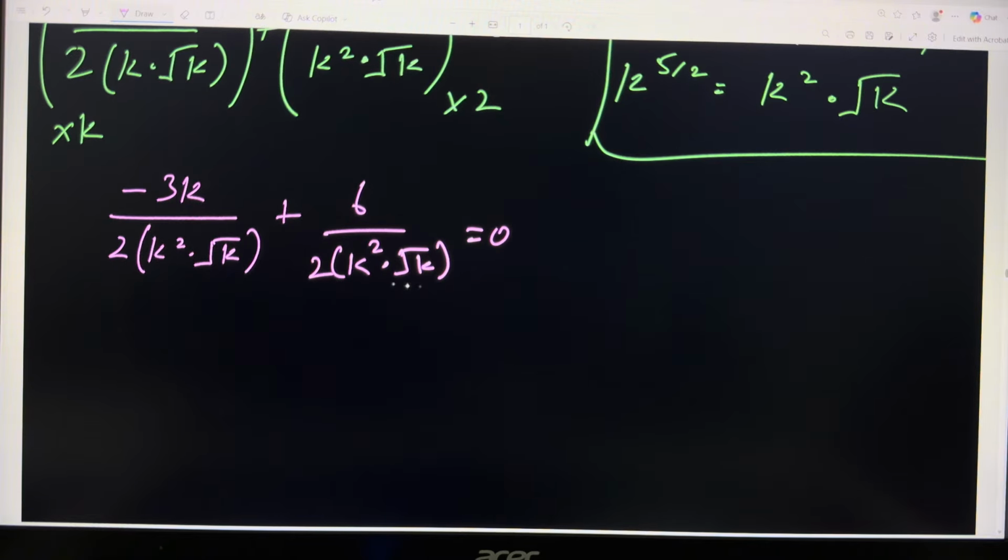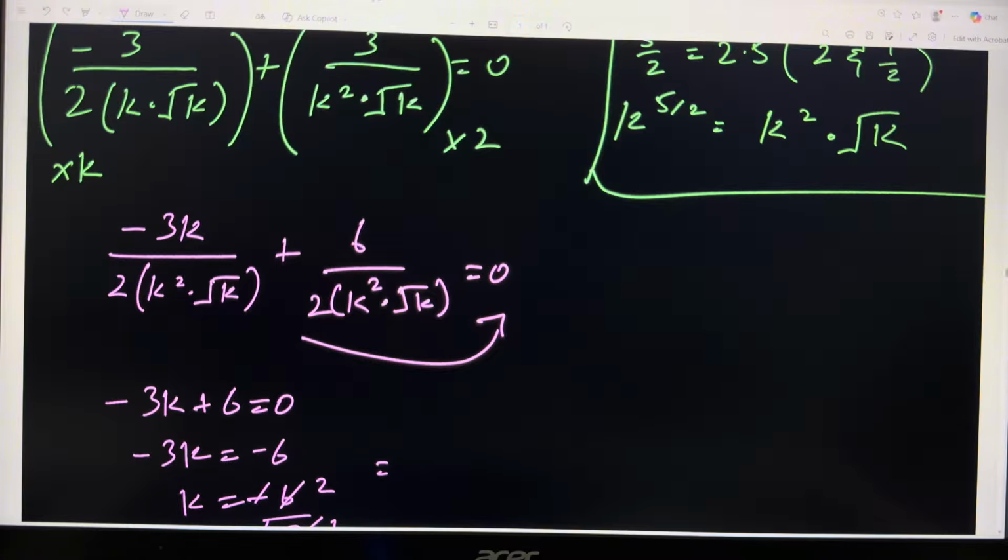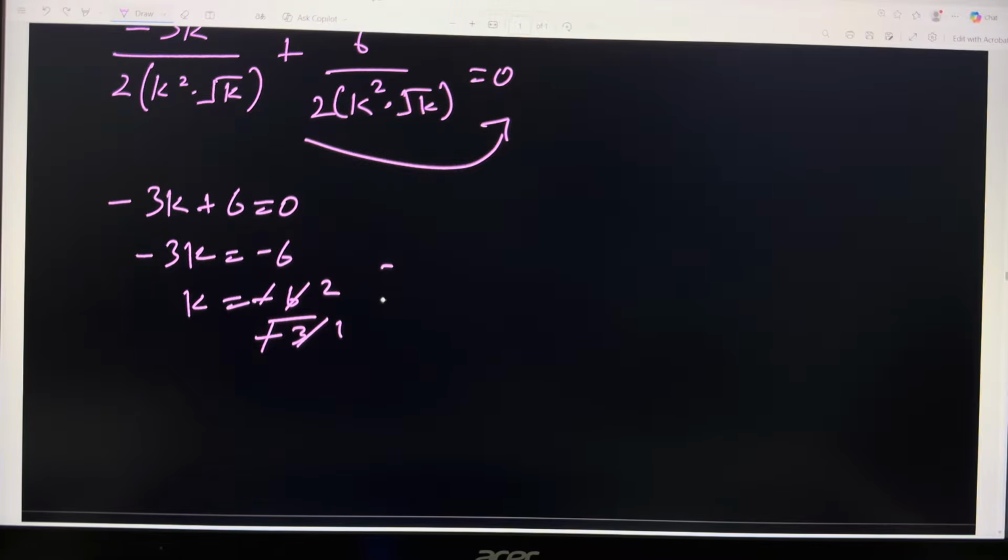Now if you see, the denominators are exactly the same, so we can just take it to the other side, multiply by 0, so it becomes 0. So this becomes minus 3k plus 6 is equal to 0, minus 3k is equal to minus 6, k is equal to minus 6 upon minus 3. This cancels, so we have k is equal to 2. So our answer is k is equal to 2.